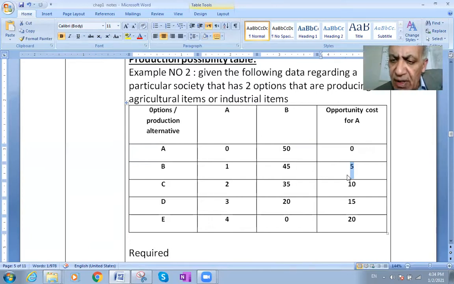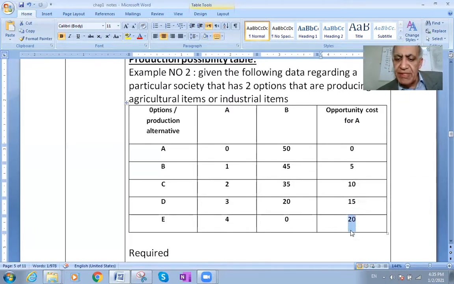I want you to go on the same way until the end, and say to yourself, okay, here I sacrifice 10 units of B in favor of producing 2 units of A. So the opportunity cost for A is, like you see here, 10 units of B. To produce 2 units of A, I sacrifice 10 units of B, because B here was 45, now B is 35, and so on. The same thing for the rest of the table. So here, this 15 means you sacrifice 15 units of B for the sake of producing 3 units of A. So the opportunity cost of A is 15 units of B.